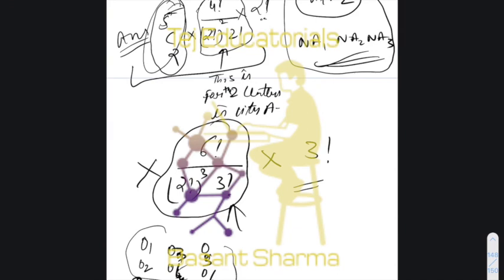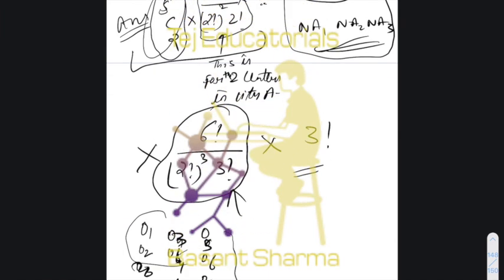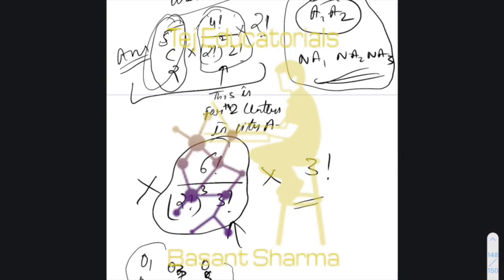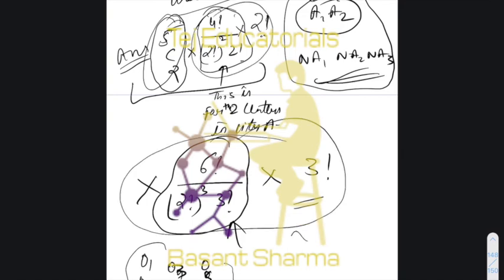Once you have formed the groups, you can send them to any of the 3 centers, and that can be done in 3 factorial ways. You have 3 groups, and 3 groups can be distributed in the 3 centers in 3 factorial ways. Okay, so this is your answer. So 5C2 into this expression into this expression, that is your answer.